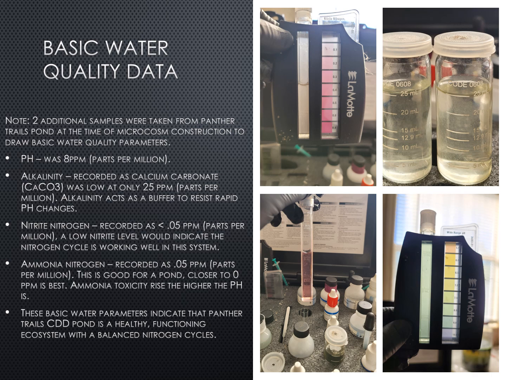Ammonia was recorded as 0.05 parts per million. This is good for a pond, but closer to 0 parts per million is best. Ammonia toxicity rises the higher the pH is. These basic water quality parameters indicate that Panther Trail's CDD pond is a healthy, functioning ecosystem with a well-balanced nitrogen cycle.